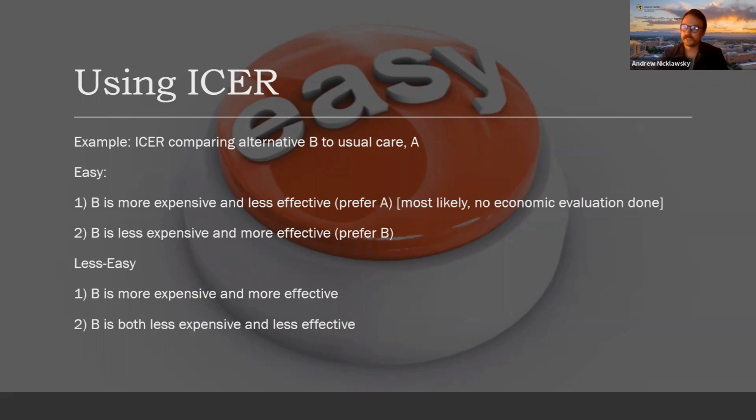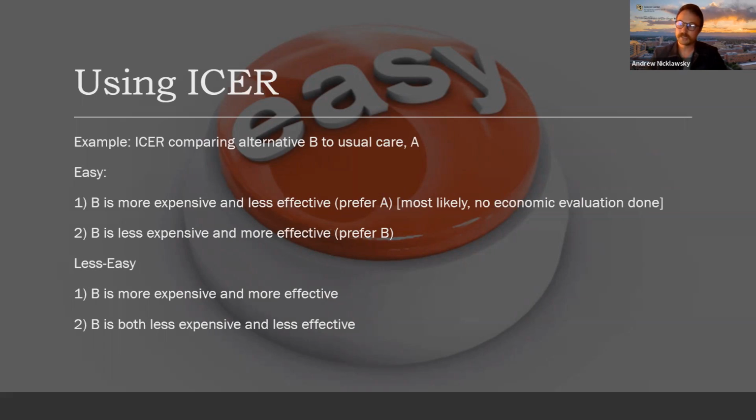In the 2 easy cases, if you have 2 interventions, an alternative B to usual care A, if B is more expensive and less effective, B is dominated by A. So we prefer A, and this is most likely going to be obvious. There's not an economic evaluation done in this case. The other easy case is if B is less expensive and more effective. We know right off the bat we're going to prefer B to A.